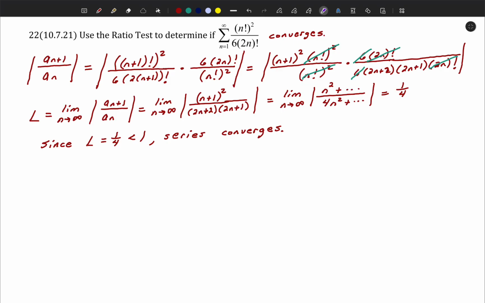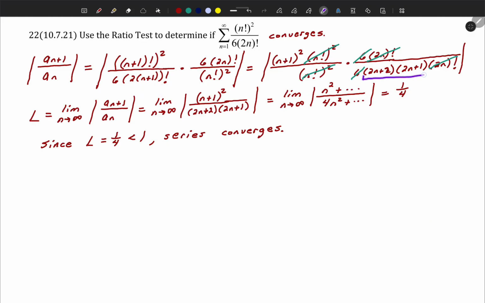Now, the other term in the numerator is the 6 times 2n factorial. So I can say, well, this right here would be 2n plus 2 factorial. 2n plus 2 factorial is going to be 2n plus 2 times 2n plus 1 times 2n factorial. That's what I've tried to show over here.